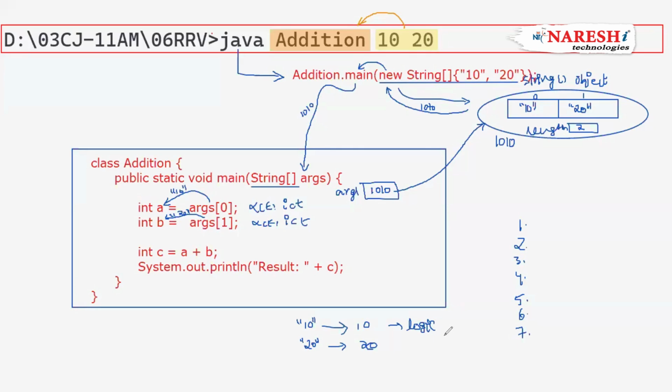Empty box. No method. Next, boolean, parse boolean. Wonderful. Now tell me, args of 0 is giving double quotes 10 as a string object. Now this double quotes 10, I want to convert it to 10. That means what method do I have to use here?